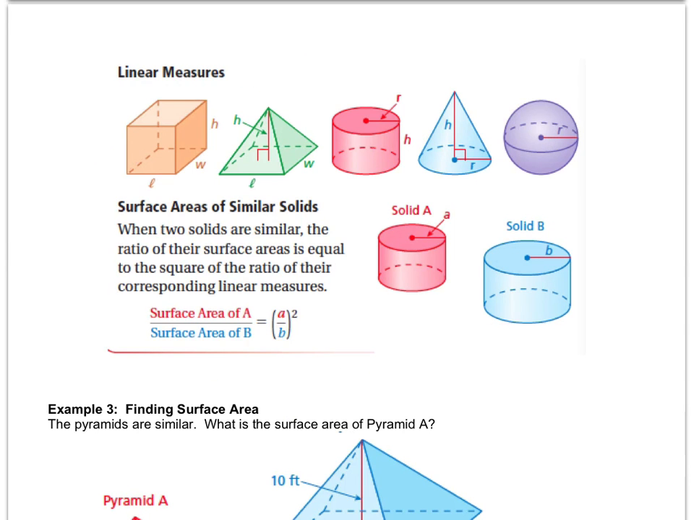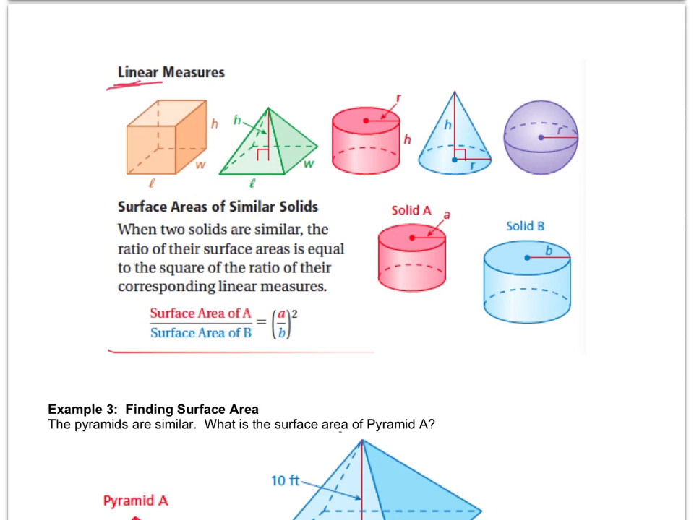Now this picture over here where it lists all the different shapes is just so you know all the different things that are called linear measures. Linear measures are just one-dimensional measurements. So this is a picture of lots of different shapes that you've learned up until now, and it shows you all the different linear measures. We've got the height, a radius, length and width, lots of different linear measures.